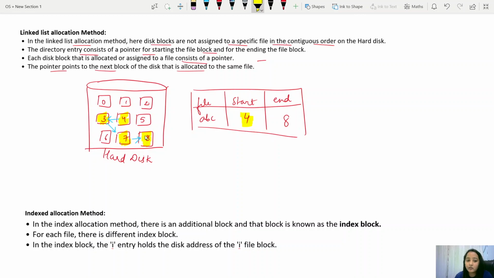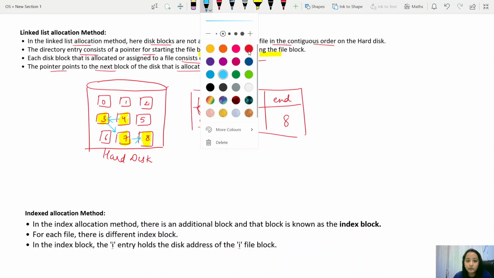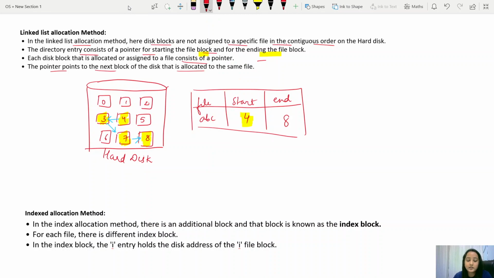So you can see that it is not in the contiguous manner. Okay, a pointer is pointing to the next block, then next block, then the ending block. So there is a starting block and there is an ending block. I hope this is clear to you. The linked list allocation method. So here no external fragmentation is there since the size is not defined. We can adjust according to the requirement, and moreover the allocation is not in the contiguous manner.